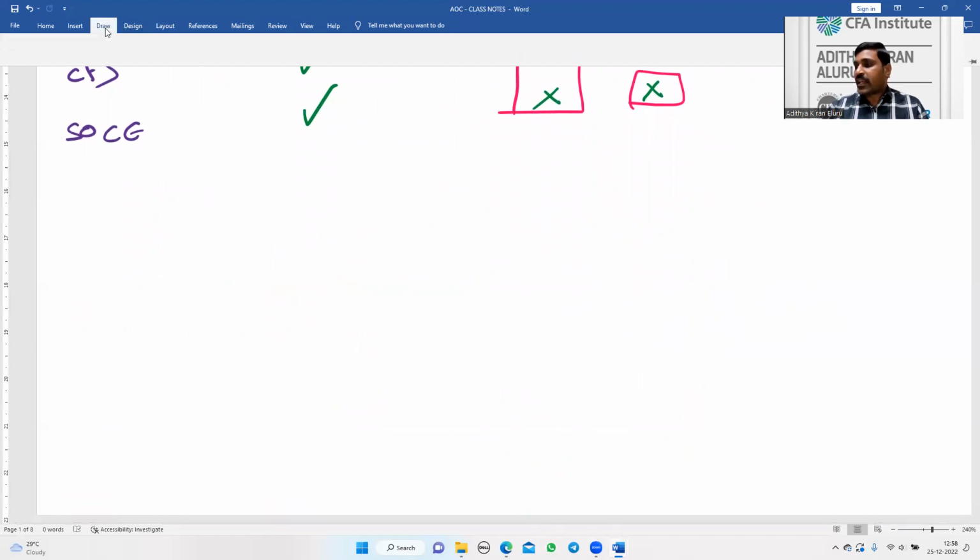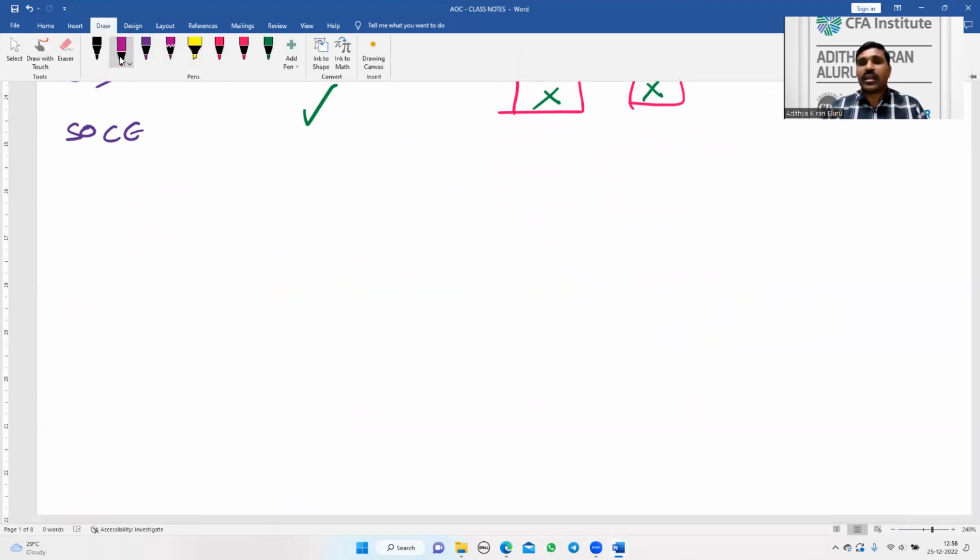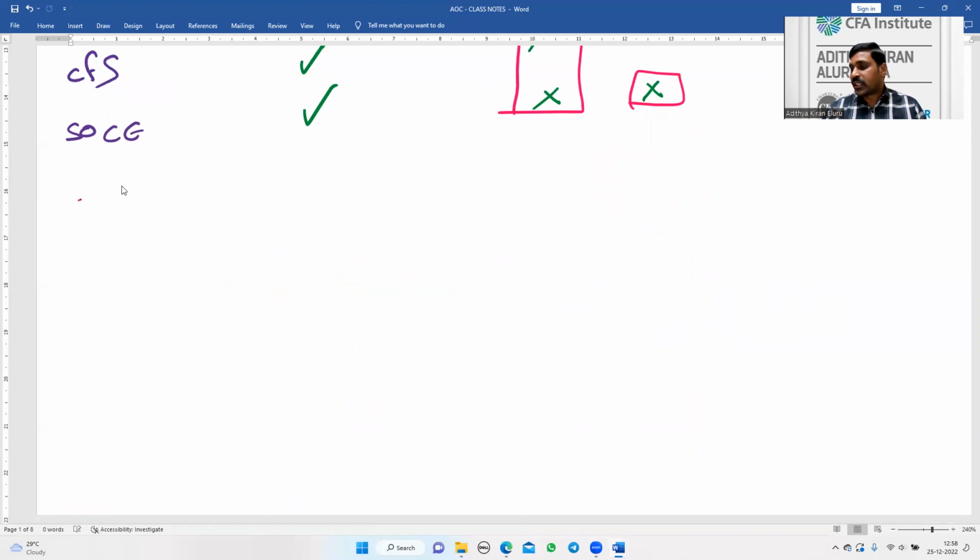Next, the essential characteristics of financial statements. What are the essential attributes, the essential requirements, of financial statements?